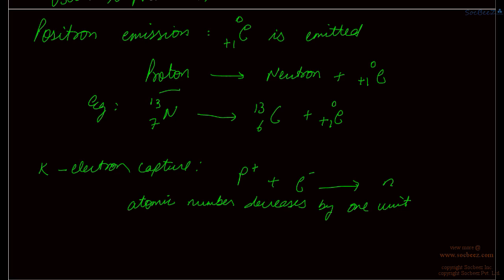Okay, remember this fact. There are many examples for this. One example is the element barium plus, whenever an electron is captured, it undergoes change to cesium 133. So the atomic number has decreased by 1 unit, the atomic mass remains the same, and an X-ray is emitted. So in this case X-ray gets emitted.